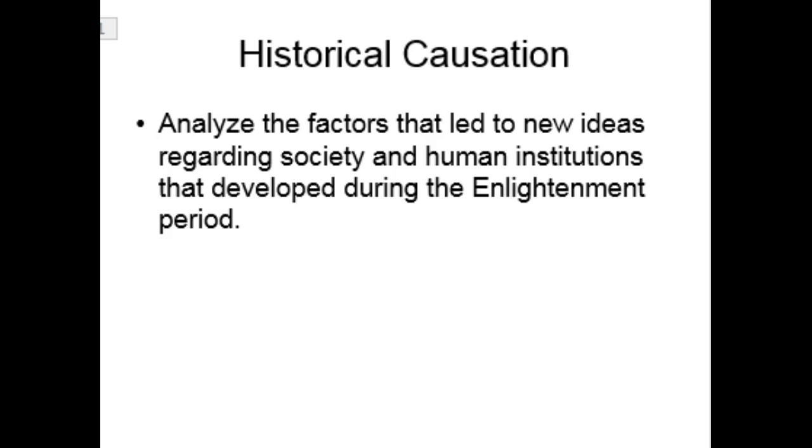So we get very complex about this, and I don't always like to do that, but the AP guidelines define historical causation as being able to compare causes and or effects, including short-term and long-term effects. Students should be able to analyze and evaluate the interaction of multiple causes and or effects, and students should be able to assess the historical contingency by distinguishing among coincidence, causation, and correlation, as well as critiquing existing interpretations of cause and effect.